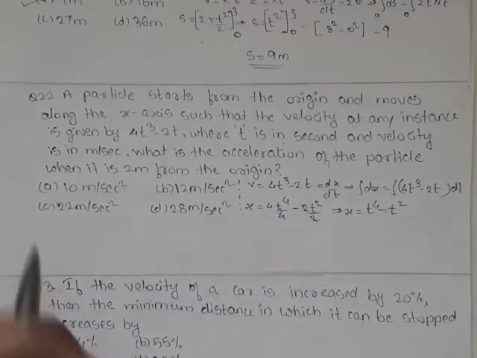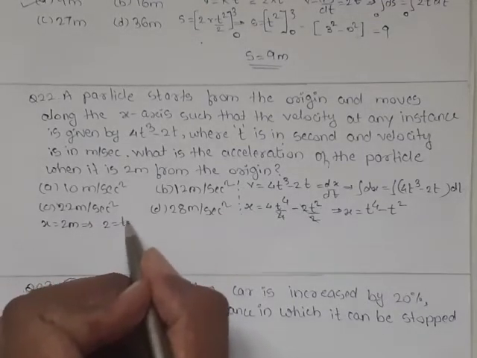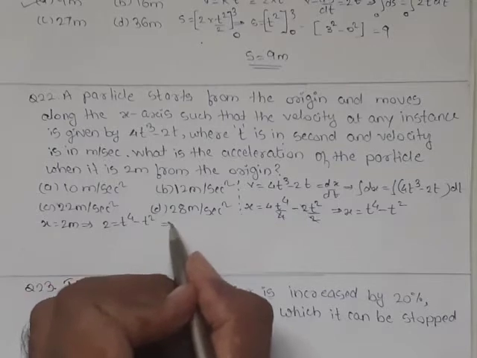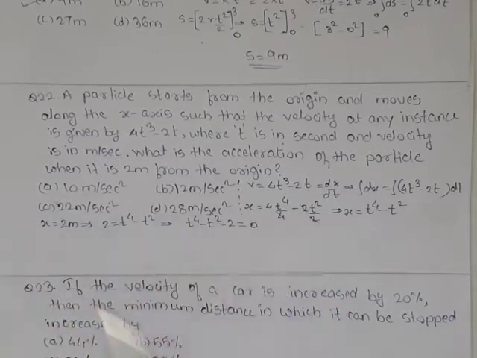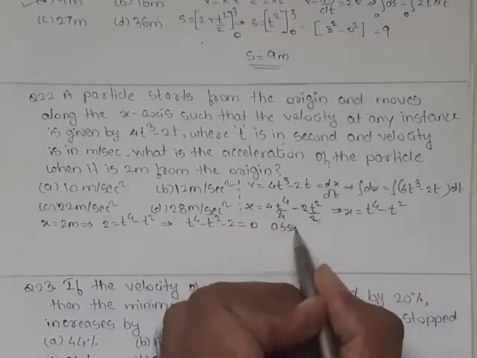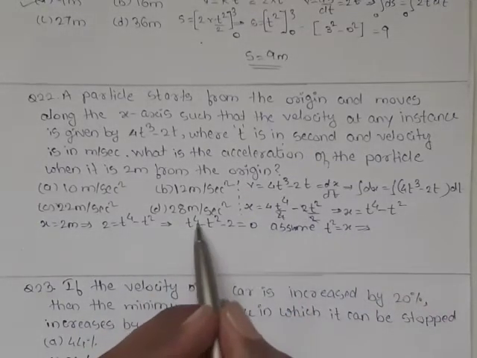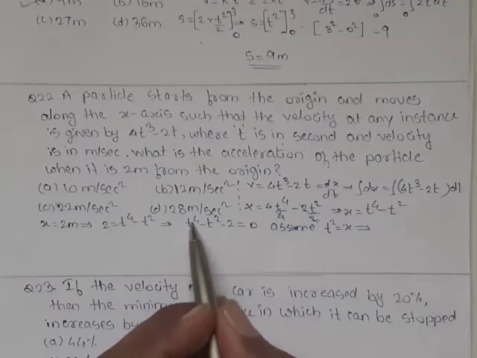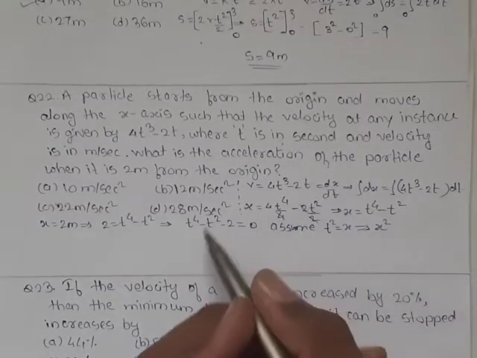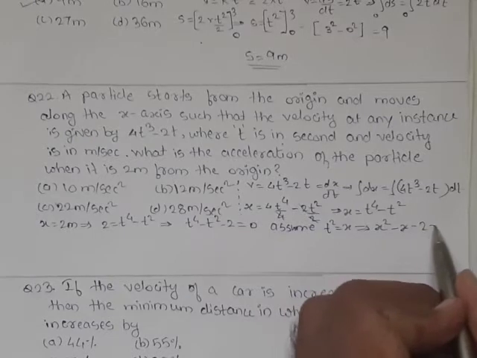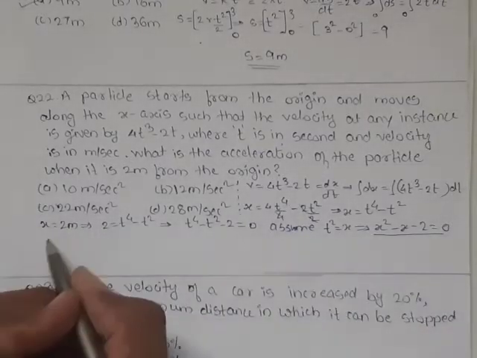At x equal to 2 meters, our condition is asked. For x equal to 2 meters, this equation becomes 2 equal to t raised to 4 minus t square, or finally the equation can be t raised to 4 minus t square minus 2 equal to 0. If we assume t square equal to x, this t raised to 4 is nothing but square of t square. So instead of t raised to 4, I will put x square. This t square can be written as just x, minus 2 equal to 0. This is a second order quadratic equation in terms of x. Finally, solving this, we will get the value of x.